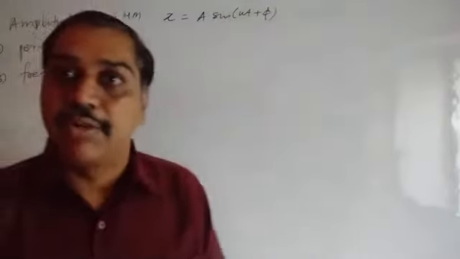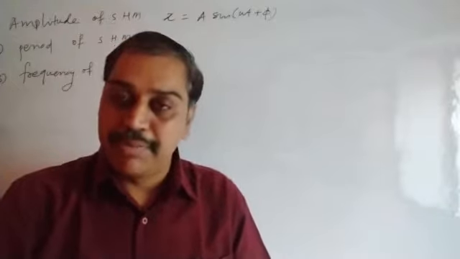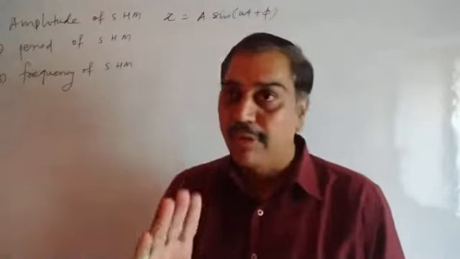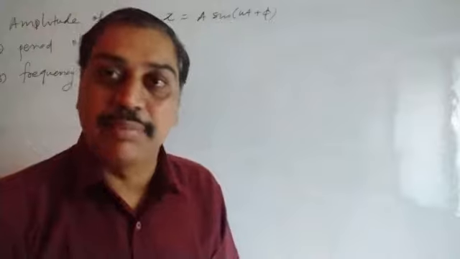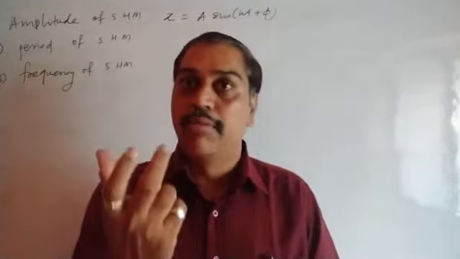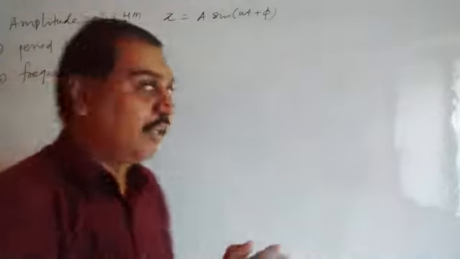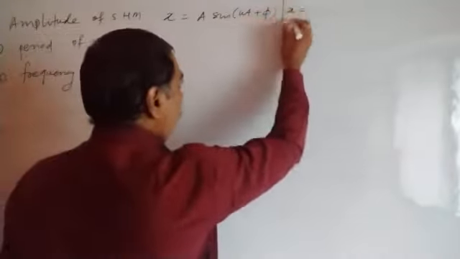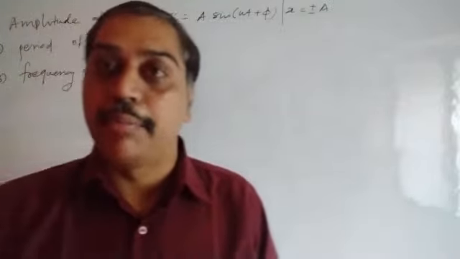x equal to A sine of omega t plus phi, and amplitude means maximum displacement from the mean position. We want to find the value of x, and we know the maximum displacement of the bob of a simple pendulum from the mean position is plus A to the right side and minus A to the left side. So its value becomes x equal to plus minus A. That is the maximum displacement from the mean position, said to be the amplitude of simple harmonic motion.